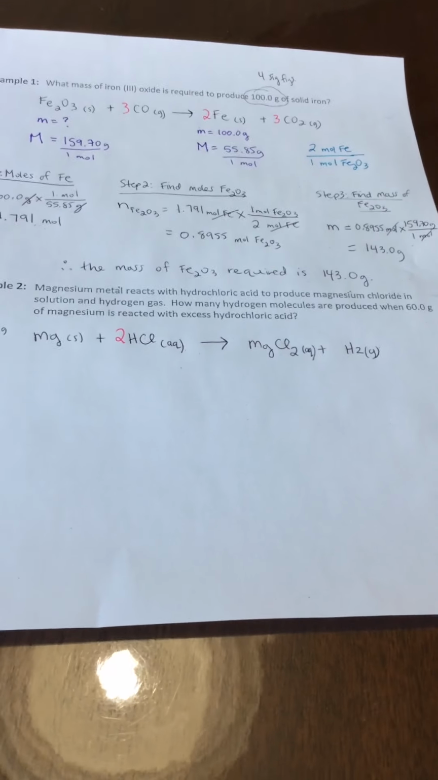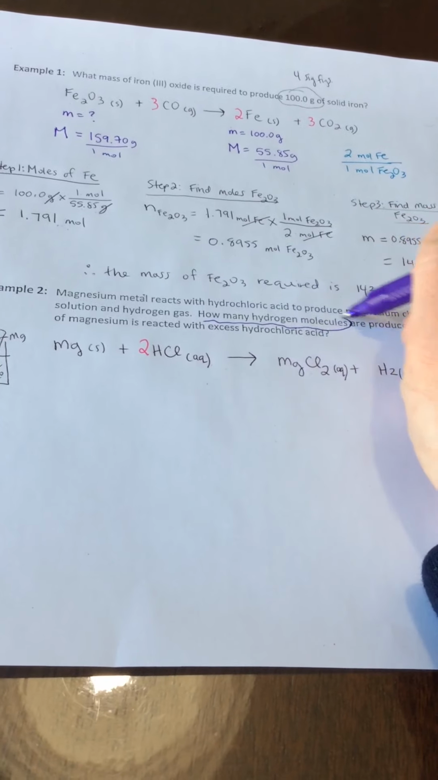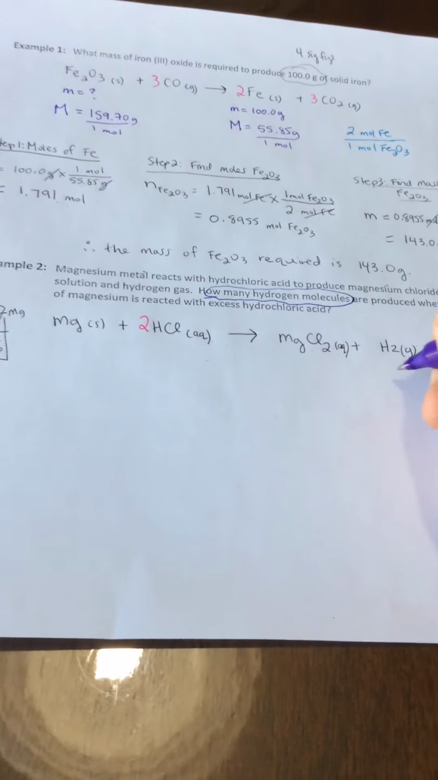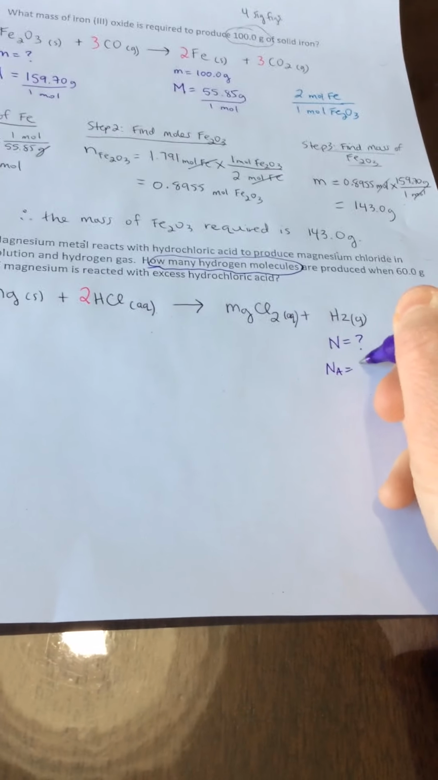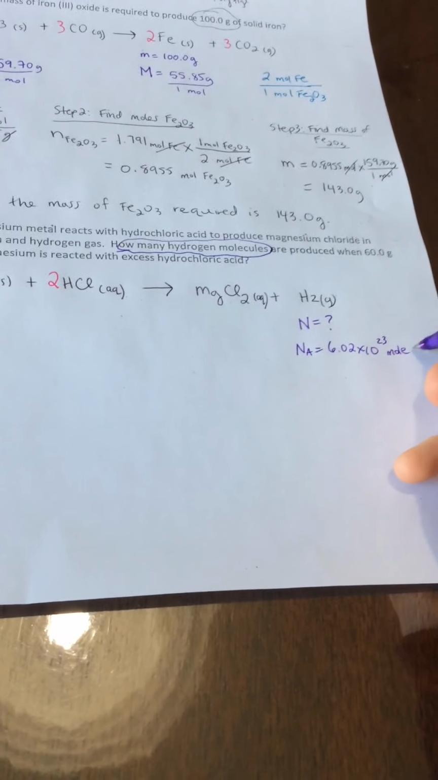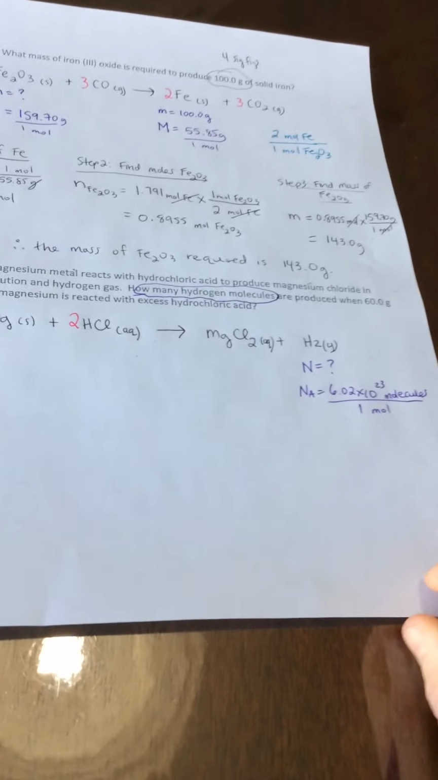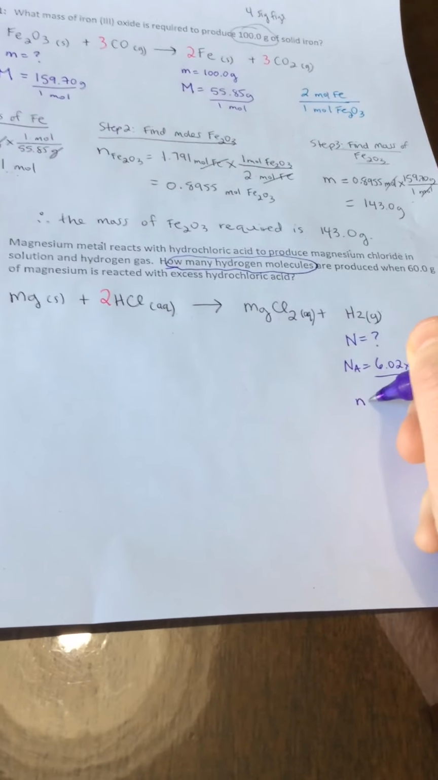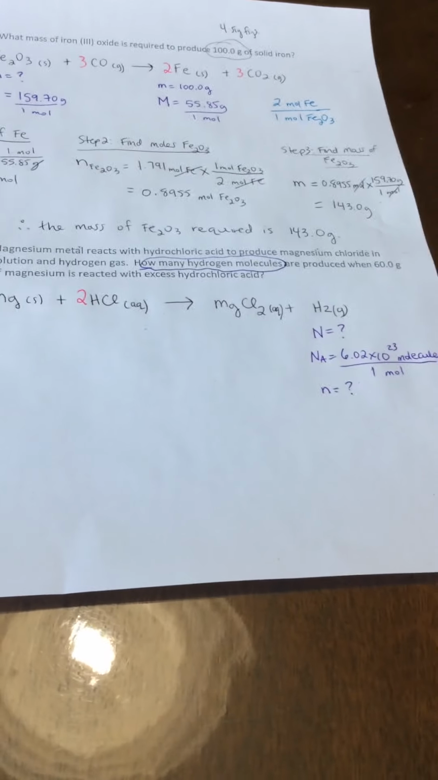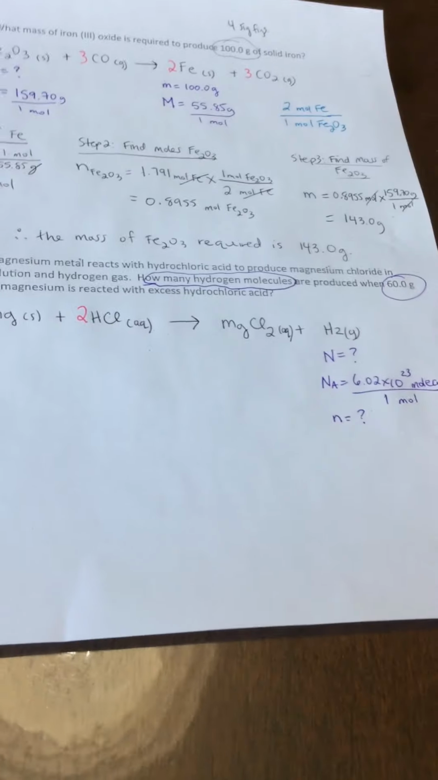Let's now see what we're interested in. It says how many hydrogen molecules. So this time we're not interested in mass, we're interested in number. So at some point we're going to need Avogadro's number, 6.02 times 10 to the 23, and in this case it will be molecules per every 1 mole. But we're also going to need to know how many moles of hydrogen gas are produced in order to then convert to number.